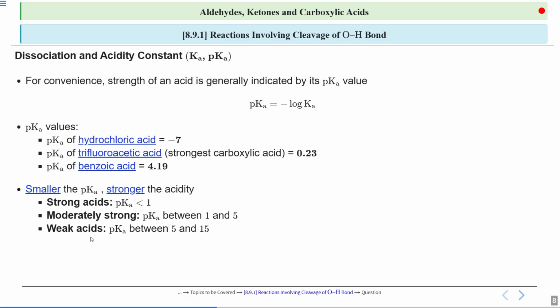If I talk about weak acids, they have a pKa between 5 and 15. These acids are less likely to donate protons compared to stronger acids. And extremely weak acids have a pKa value greater than 15. These acids are very weak and do not dissociate easily in solution. So here we talked about the pKa value, saw the pKa values of different acids, and saw that the smaller the pKa, the stronger the acidity.